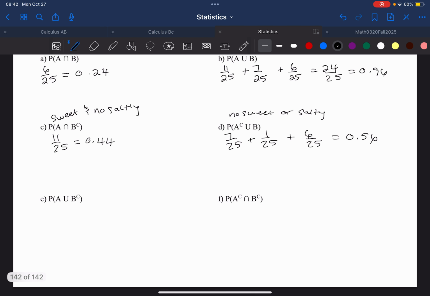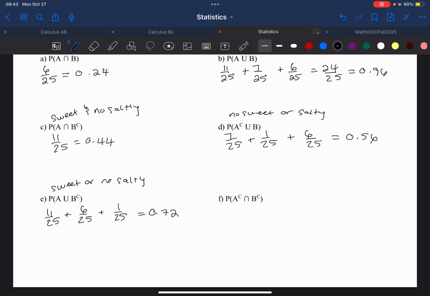E is the probability of A union B complement. So this is sweet or no salty. This would be the probability of sweet, 11 over 25, plus sweet or salty, meaning they can like either, so that's 6 out of 25, or they could like neither, 1 out of 25, and that would be 0.72. So the interpretation would be the probability that a student in class likes sweet foods or does not like salty foods is about 72%.